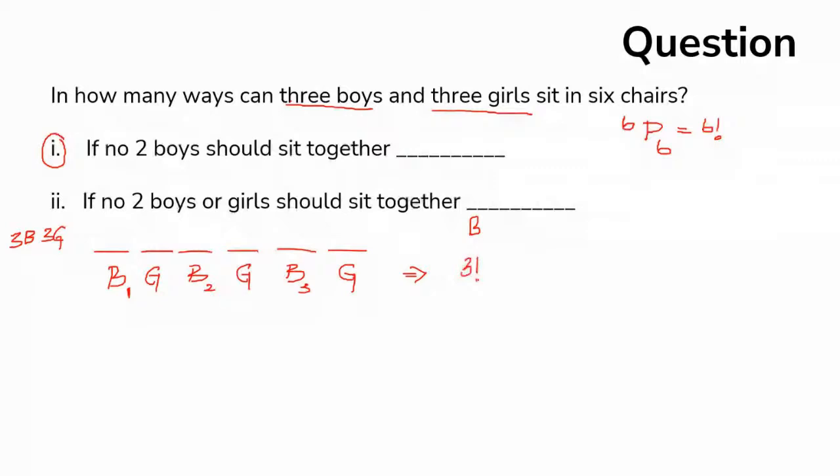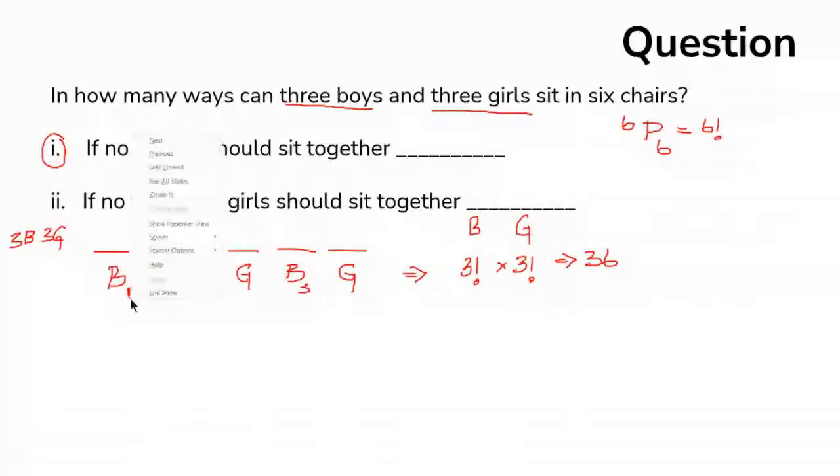Similarly within girls also, three girls and three places for girls, so if we rearrange them it is 3 factorial. So it is 3 factorial into 3 factorial, and you get 36 possible arrangements. Hope you are getting this. Is this the only possible way of arranging these guys? Is it so?